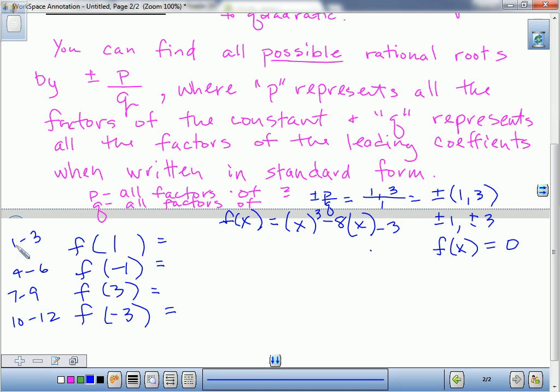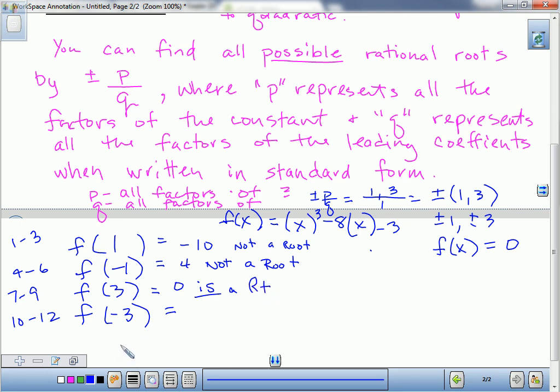All right. My winter babies. When you plugged in positive 1, what'd you get out? Did you get negative 10? Yes. So it's not a root. Very good. Not a root. Okay? My spring babies. When you plugged in negative 1, what'd you get? 4. So what does that tell us? It is also not a root. All right, summer babies. When you plugged in 3, what'd you get? 0. Ooh, 0. That's what we were looking for. This one is a root.